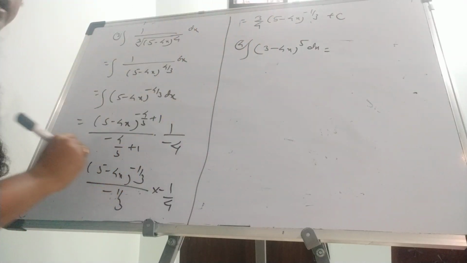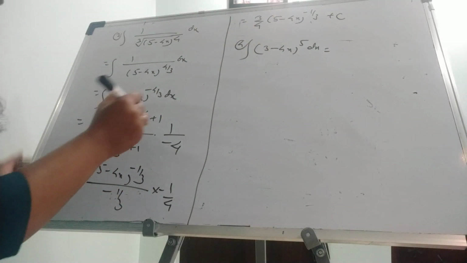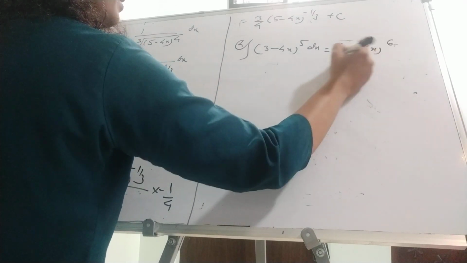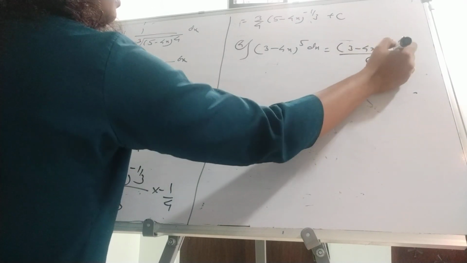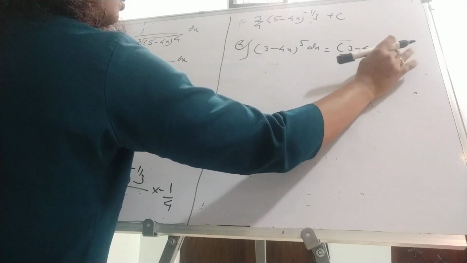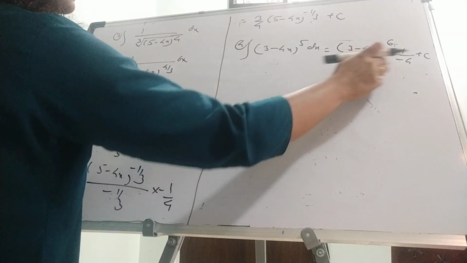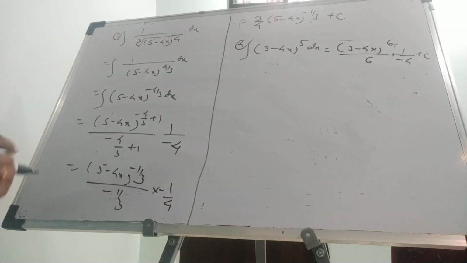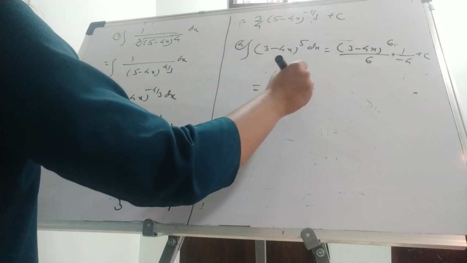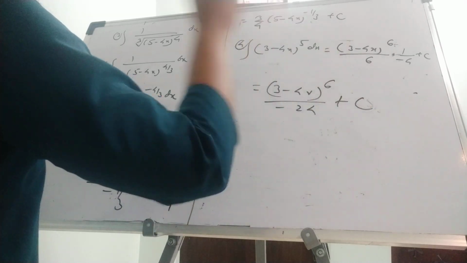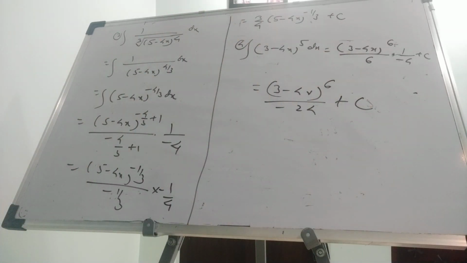Okay. ax plus b raised to n form. So integration value is ax plus b raised to n plus 1. 5 plus 1, that is 6. Into 1 upon coefficient of x, that is minus 4, plus c. 6 into minus 4, you write minus 24 plus some constant value c.